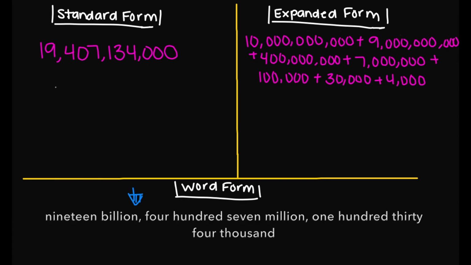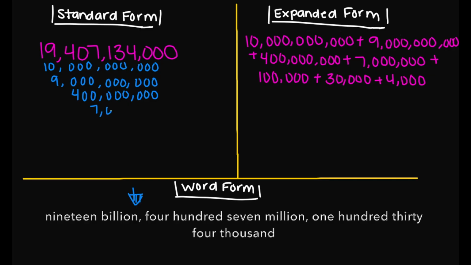And then of course, remember, if you need help expanding your form, don't forget, use your standard form to help you out. So this is going to be 10 billion here. Then we go down to 9 billion. Then you go down to 400 million, and then 7 million, 100,000 is next, and then 30,000 is next, and then you have 4,000.